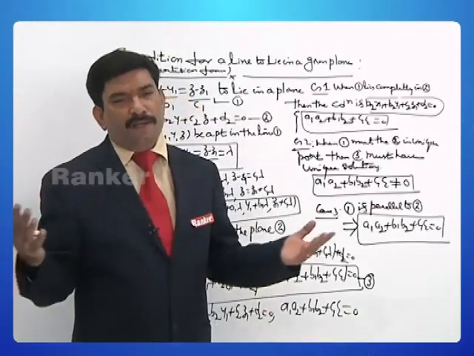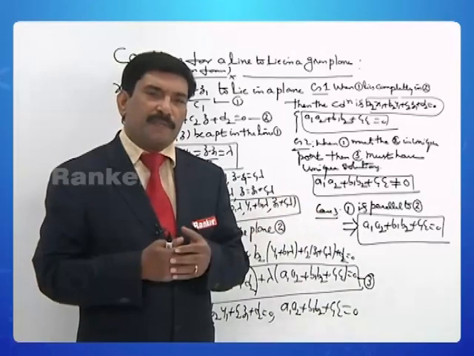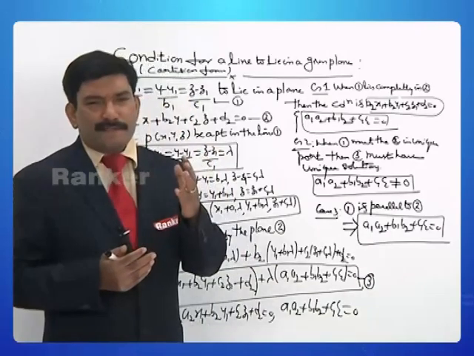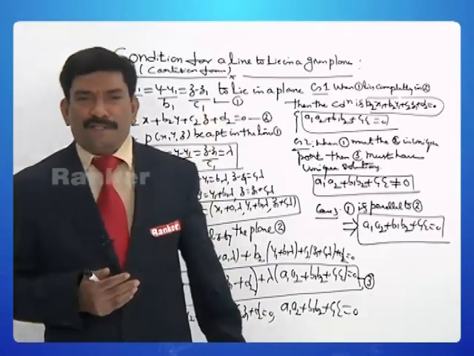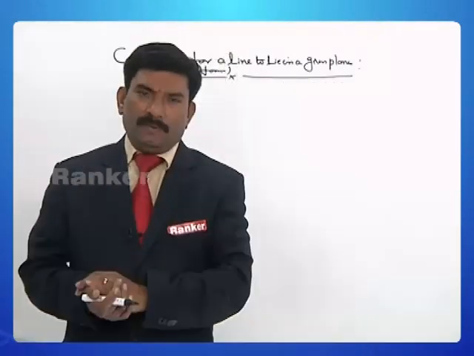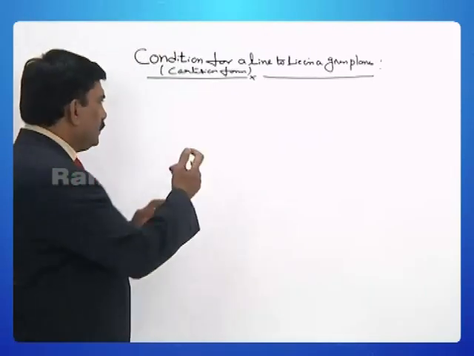If it is parallel, it is perpendicular to the normal. Therefore, a1 a2 plus b1 b2 plus c1 c2 is equal to 0. Let us recall this concept by giving some vivid example. Yes, let us take one example.